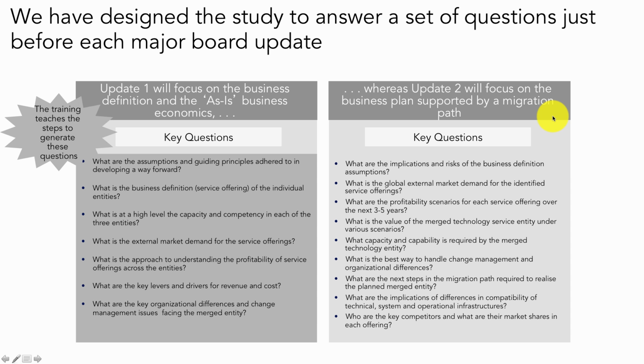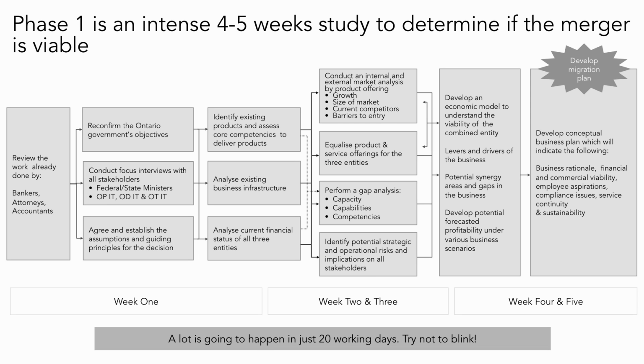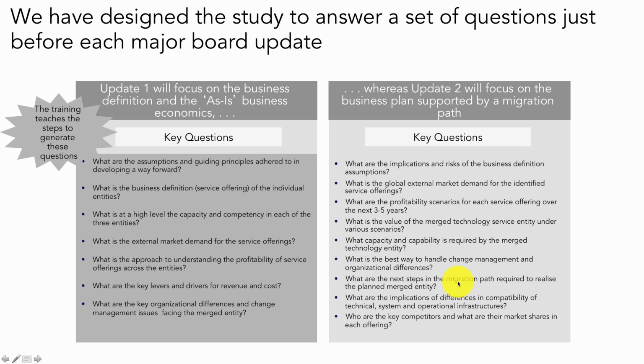Now, we're going to be answering some very crucial questions here. The study is divided into 2 significant updates. And you can almost think of the updates being, there'll be one massive update here after week 1. There'll be one massive update here after week 2 and 3. So 2 big updates, right? After week 1, we're going to answer the following questions. What are the assumptions and guiding principles? What is the business definition? What do these businesses do? What is the capacity and competency to do what they do? Is there demand for what these guys are trying to sell into the market? Do we understand the profitability of each business? What are the drivers and levers? And what are the key differences between each of the businesses?